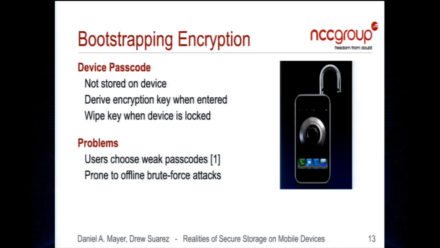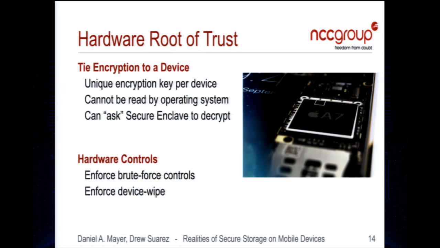The problem with this is that, because of usability reasons, users are prone to choose really weak passcodes, and then you have the problem that you can do offline attacks. So you can copy data off the device, brute force a PIN number there, and then you would be able to bypass this mechanism. So one way to protect against this is to leverage hardware. There is a hardware root of trust, the secure enclave, which is in all the latest iOS devices.